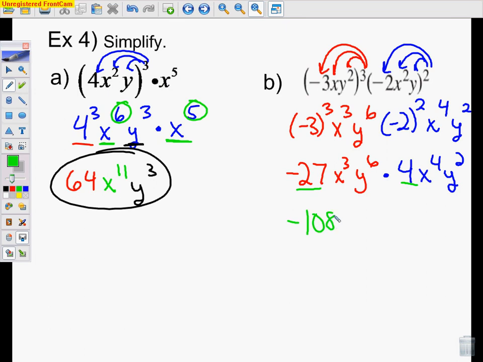Multiply our coefficients together. Let's multiply our x's together. X to the third times x to the fourth, that's x to the seventh. We're just adding the exponents. And then y to the sixth times y squared, that's y to the eighth. And there you go. There's our answer.